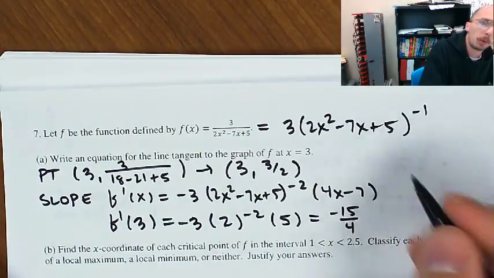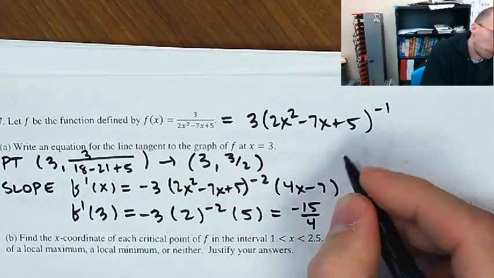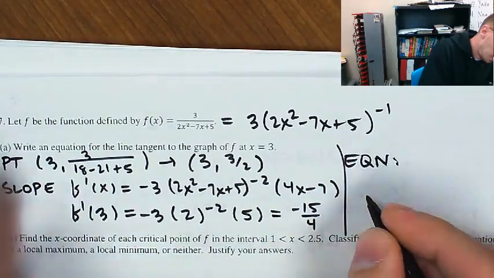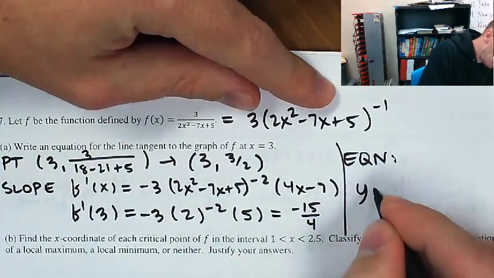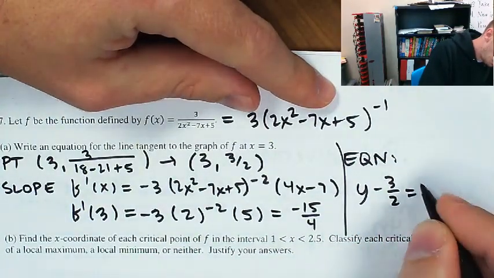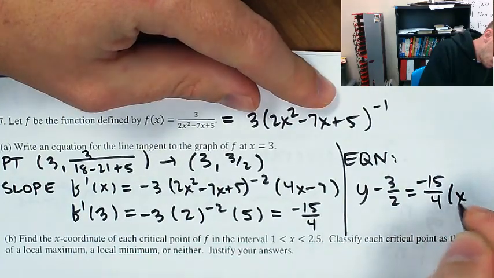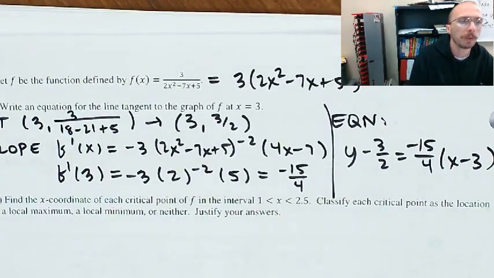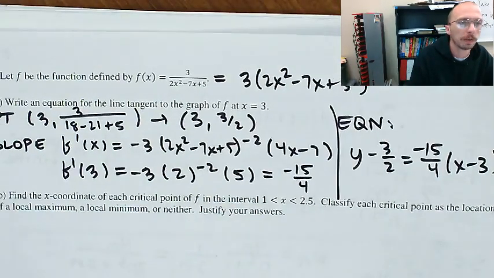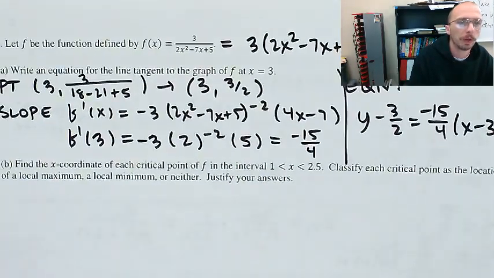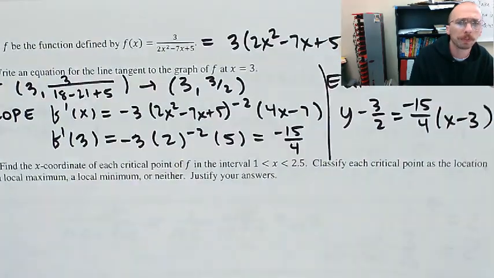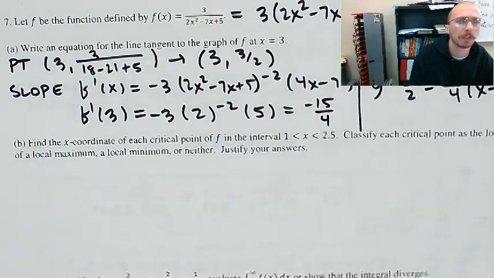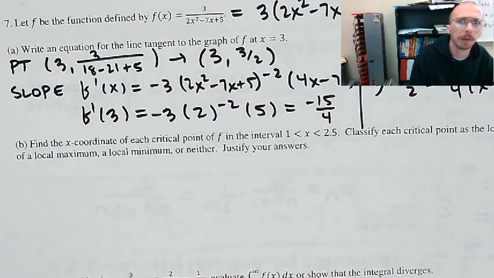Okay, so the equation, which I don't really have that much room for since I'm writing with a pretty thick pen here, is going to be y minus the y-coordinate equals the slope times x minus the x-coordinate. Now we're going to find the x-coordinate of each critical point of f on the interval between 1 and 2.5. Classify each critical point as the location of a local maximum, local minimum, or neither, and justify my answers. How many are there going to be?